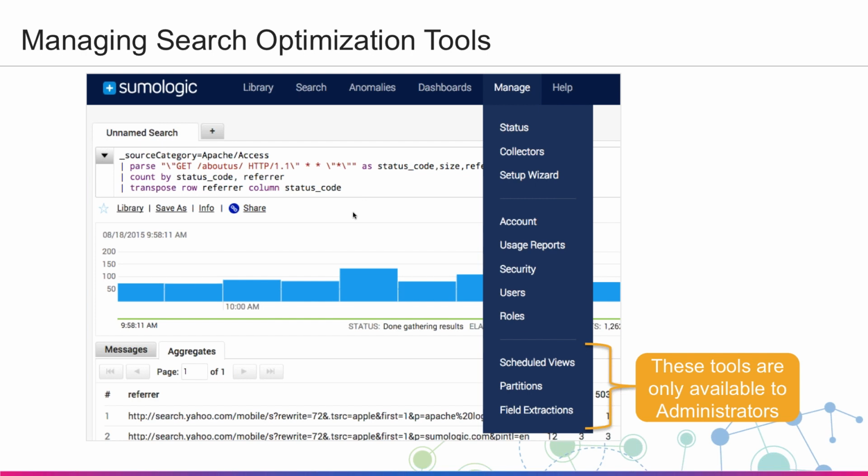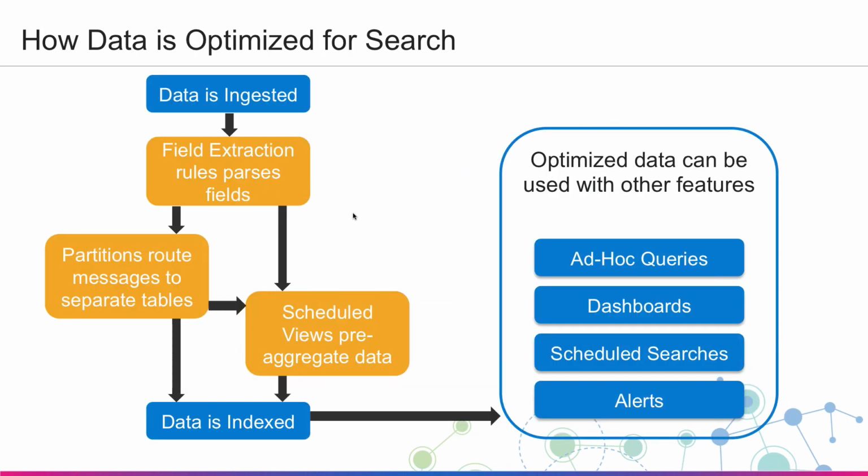However, I think it's still important for you to stay on and understand what are the ways that we can make search better so that you can communicate that back to your administrators and the people who manage your Sumo Logic service. The three optimization tools that we have available are scheduled views, partitions, and field extractions.